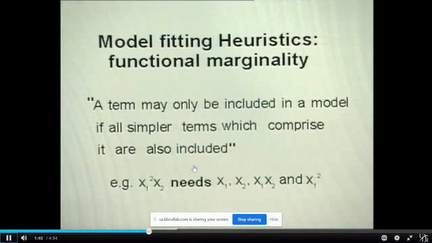Embedded in the tool is a set of model fitting heuristics known as the rules of functional marginality. They state that a term may only be included in a model if all simpler terms which comprise it are also included. For example, x1 squared x2 can only be included if x1, x2, x1 x2, and x1 squared are already included in the model.